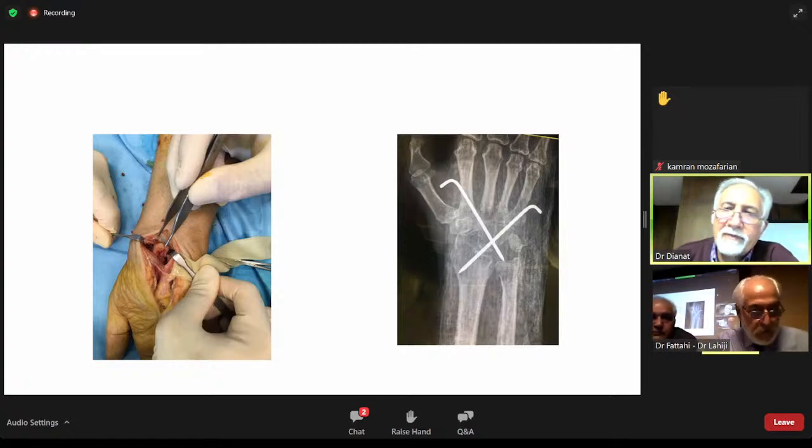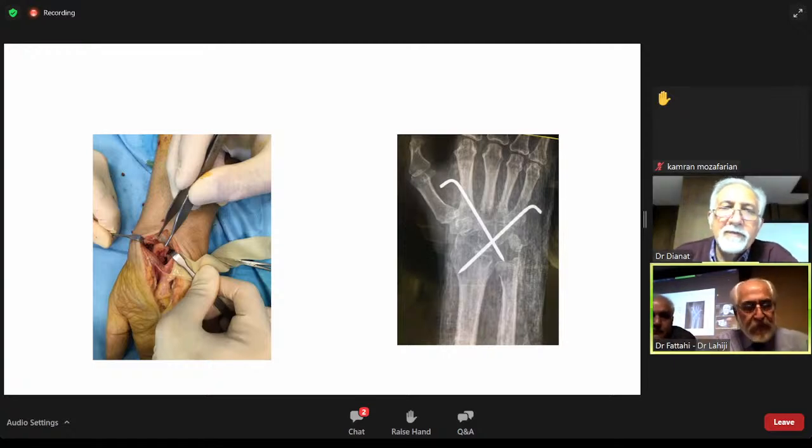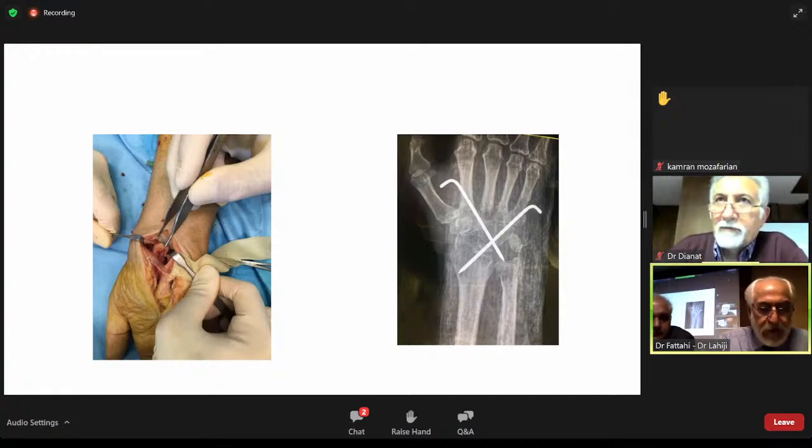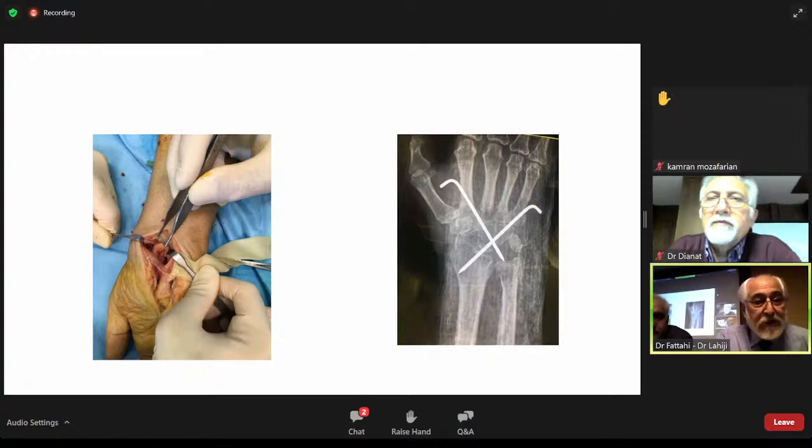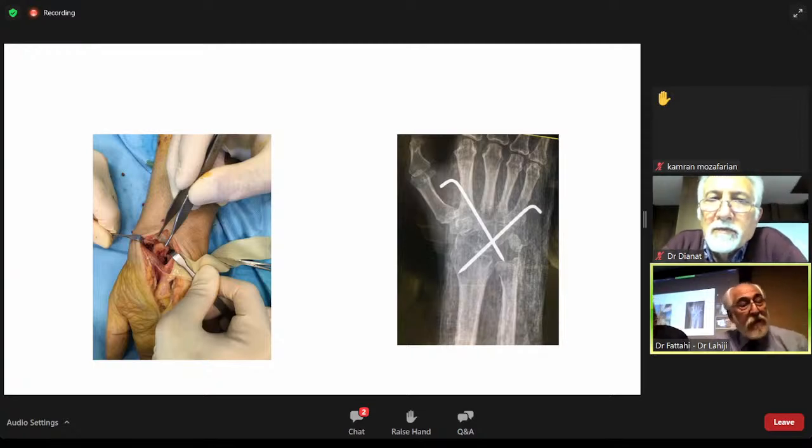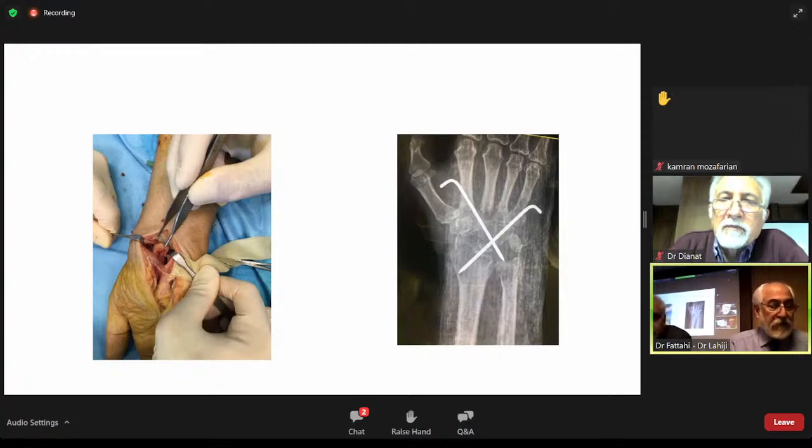Thank you very much. It was an interesting case. I have seen one article in the literature in which part of the scaphoid was found in the forearm. Each perilunate dislocation has a different story, and when you are going to treat them, you should individualize the problem. They are not always the same.